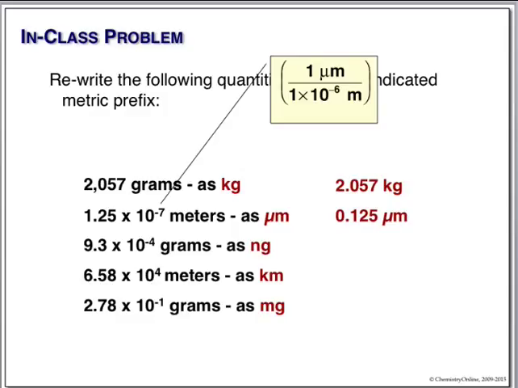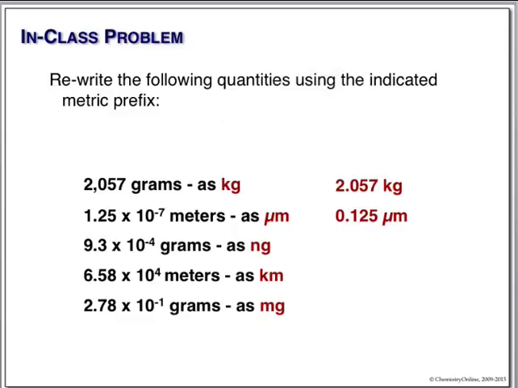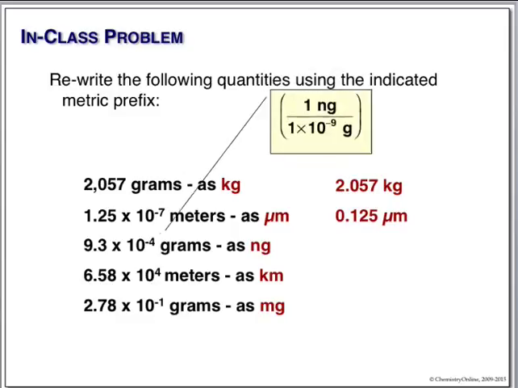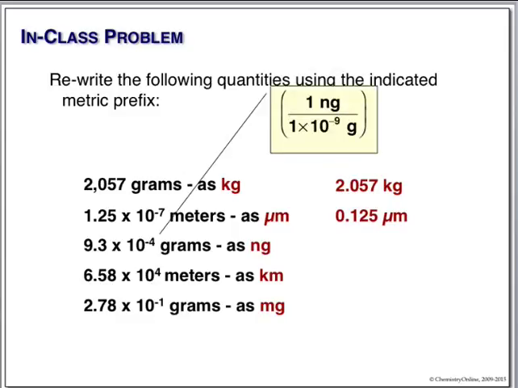Our next, we're relating grams and nanograms. Nano is 10 to the minus 9. Our ratio must have grams in the denominator. It would look something like this. Our exponents, we're dividing, so we're going to subtract our exponents. And this is 10 to the 5th nanograms.